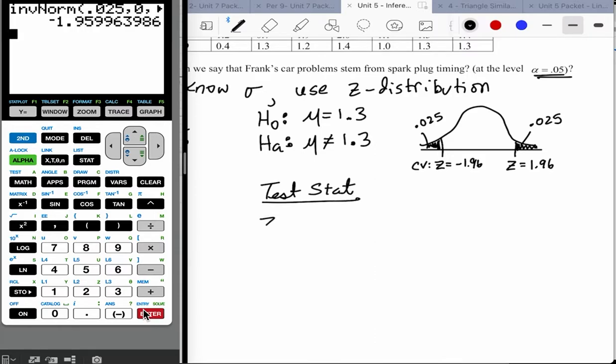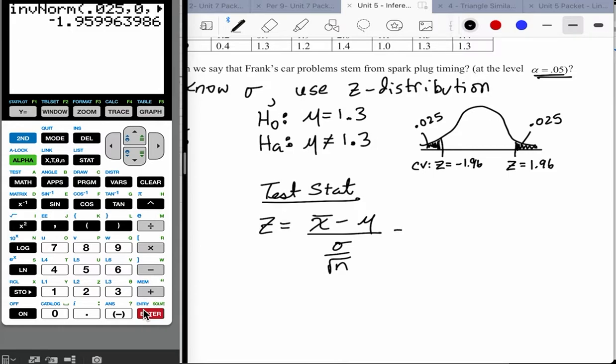All right, and that's going to be z is equal to x bar minus mu over sigma over the square root of n. It's the same formula as for the t distribution. The only difference is that we have a sigma instead of an s. So that's kind of nice, the consistency there. And also, it's z instead of t, but I think that goes without saying.